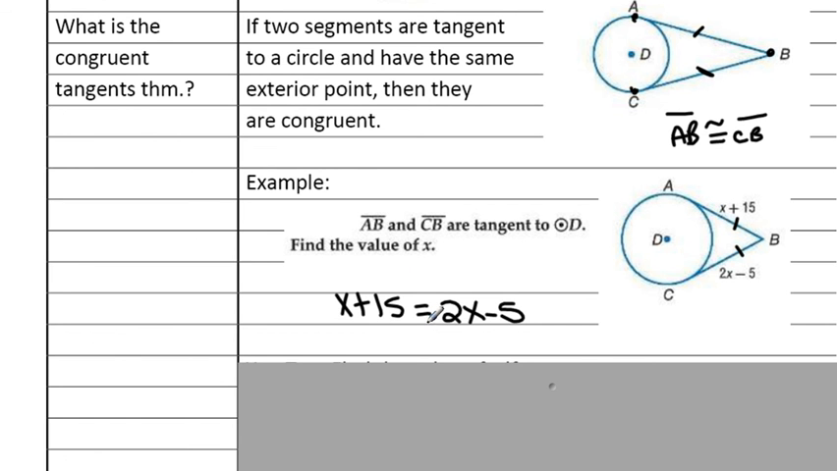cream up on it. So what I'm going to do first is add 5 to both sides. So x plus 20 equals 2x. And then I can run out of room here. I'm going to subtract x from both sides of my equation. So I get 20 equals x.